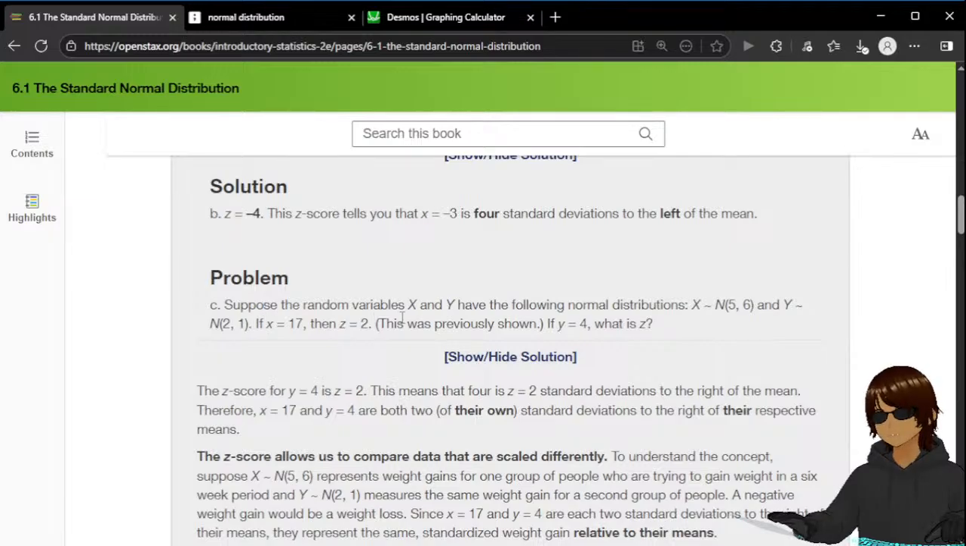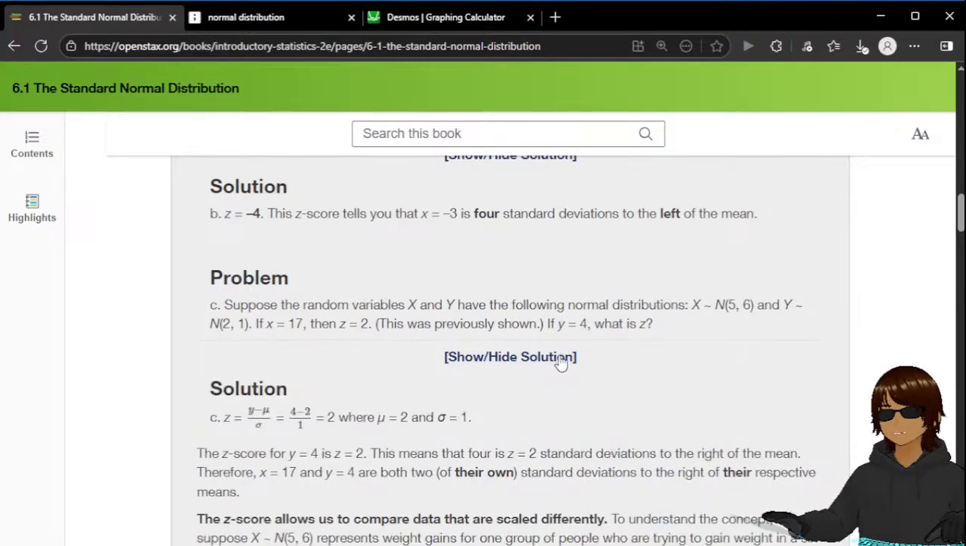Suppose the random variables x and y have the following normal distributions. X has this, y has this. If x is equal to 17, then z is 2. If y is equal to 4, then what is z? Y is distributed with mean 2. So 4 minus 2 divided by 1, so the z-score is 2.